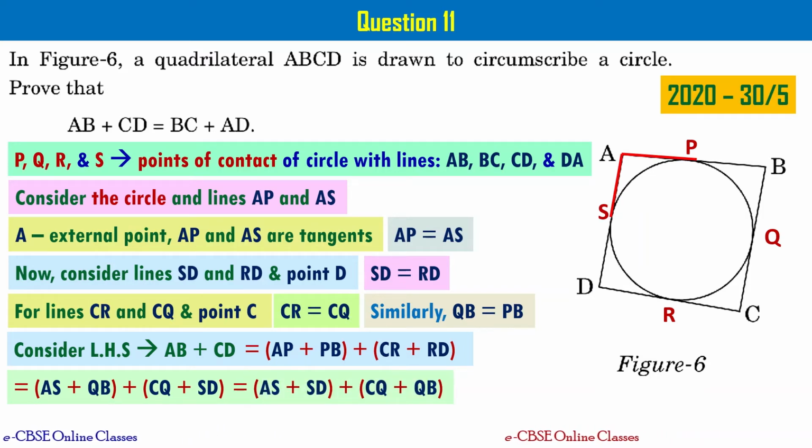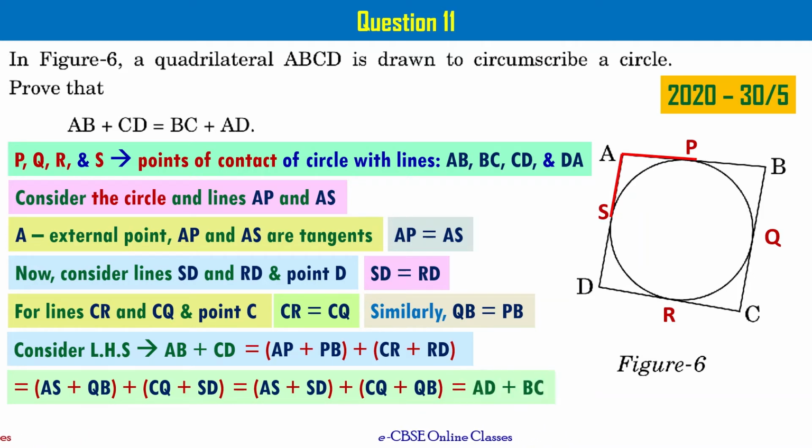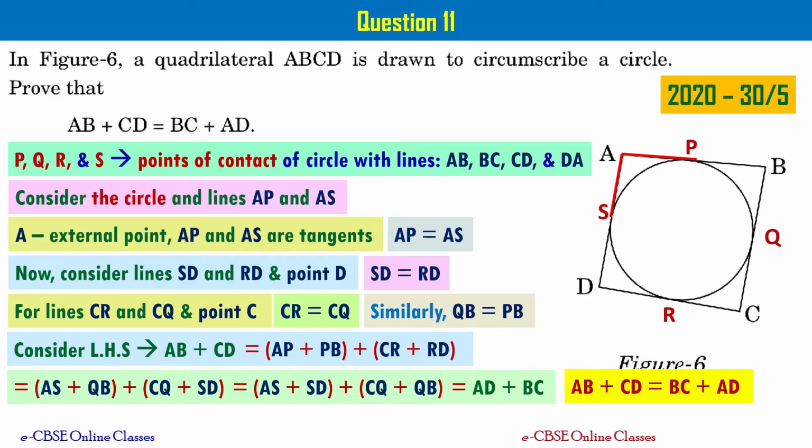And you rearrange this so that you can write it as AS plus SD plus CQ plus QB. And from the figure, you see that AS plus SD equal to AD and CQ plus QB equal to CB, right? Or you can write it as BC also. It means AB plus CD equal to AD plus BC. This is what we are asked to prove.